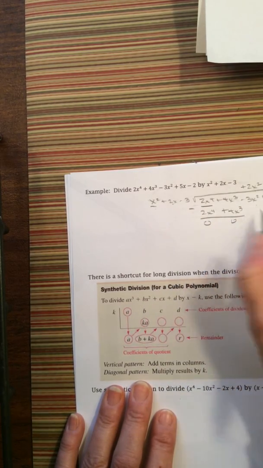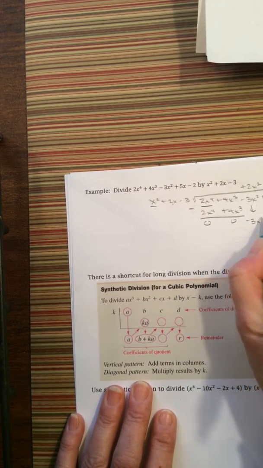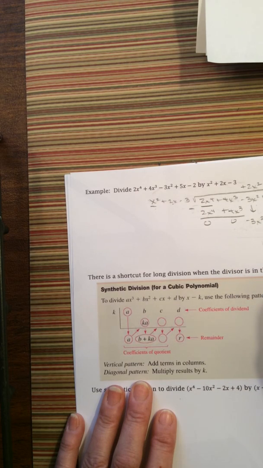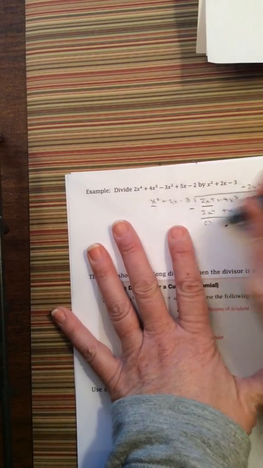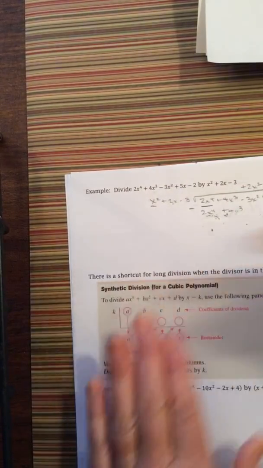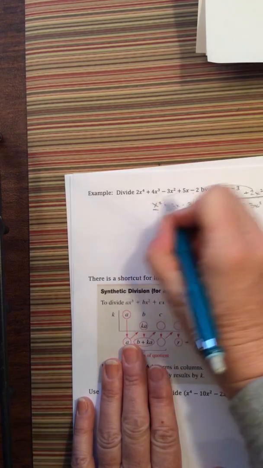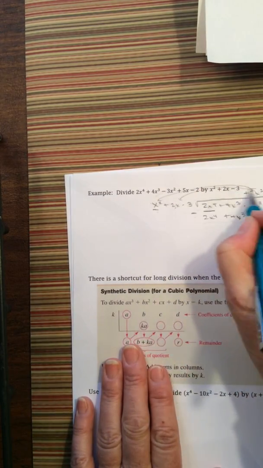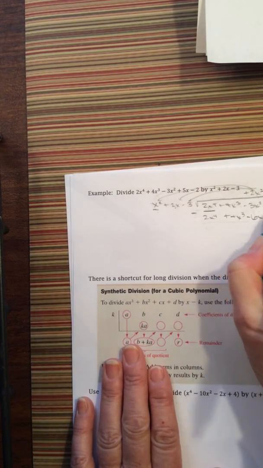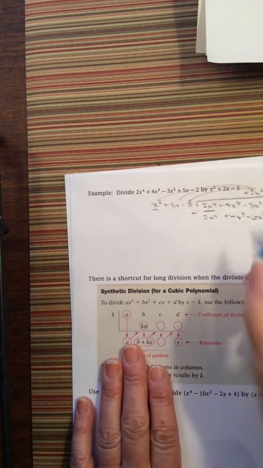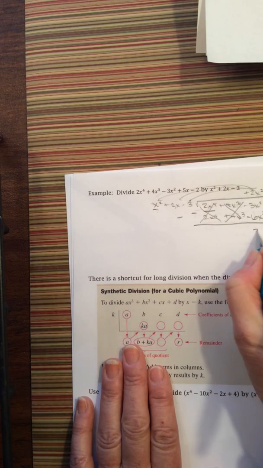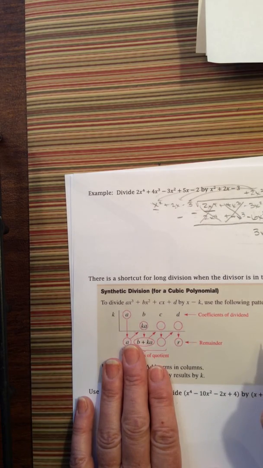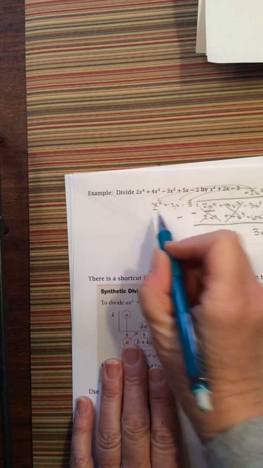Subtract, bring down. Now I have to bring down. I did it again. All right, I forgot to distribute to all 3. So 2x squared, 2x squared, 2x squared. There we go. That's what I was missing. Subtract. All right, 0, 0, not 0. Then I have to bring down my 5x and bring down my negative 2. So I can do it again.